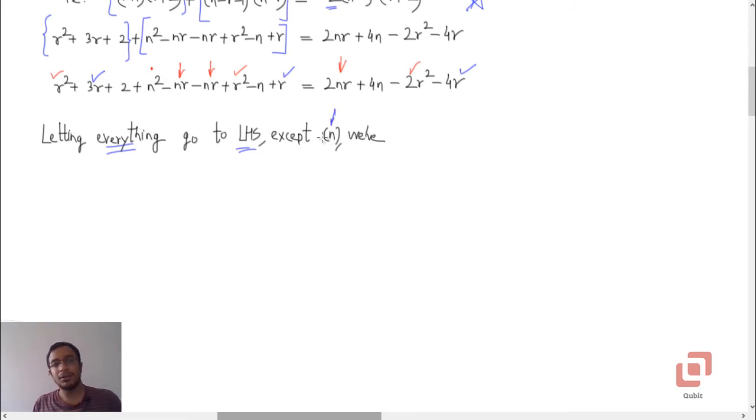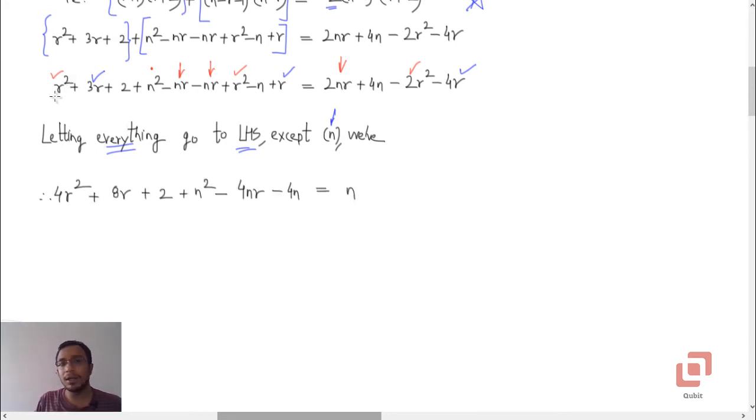Because the only way to simplify this is either you get n on one side and everything else on the other side, or you get r on one side and everything else on the other side. I have gone with n, so let's see what has happened. Now let us use the color scheme.